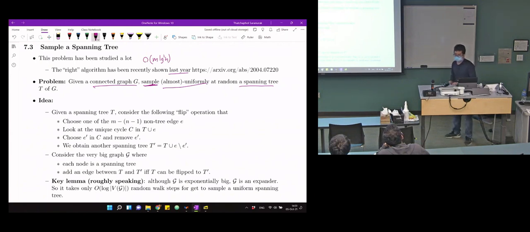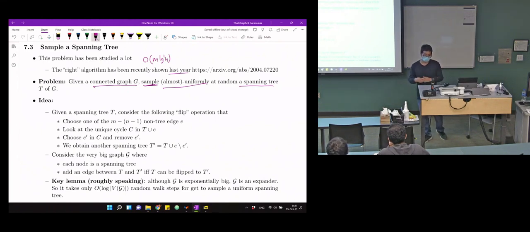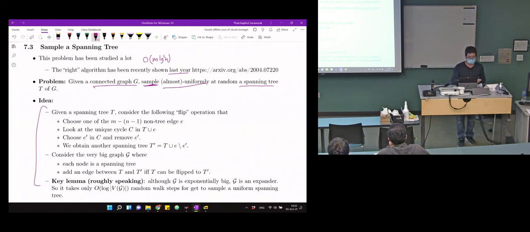And the algorithm is super simple. I will tell you how to do that on Thursday, but I will not prove it to you. This is just a way to tell you that the fact that you can mix very fast on expanders is useful in a very different way than how I told you before. It's going to be the core idea behind this, but I will just sketch the idea to you.